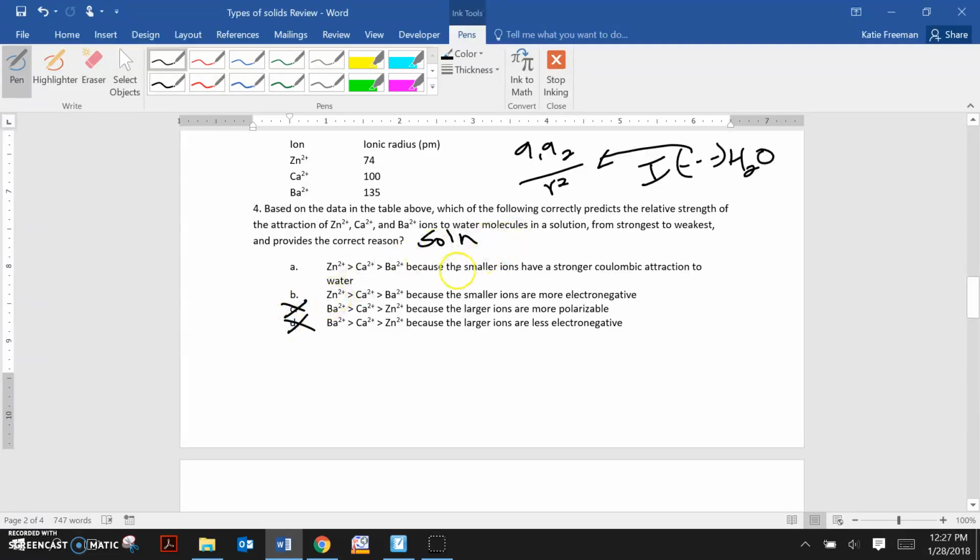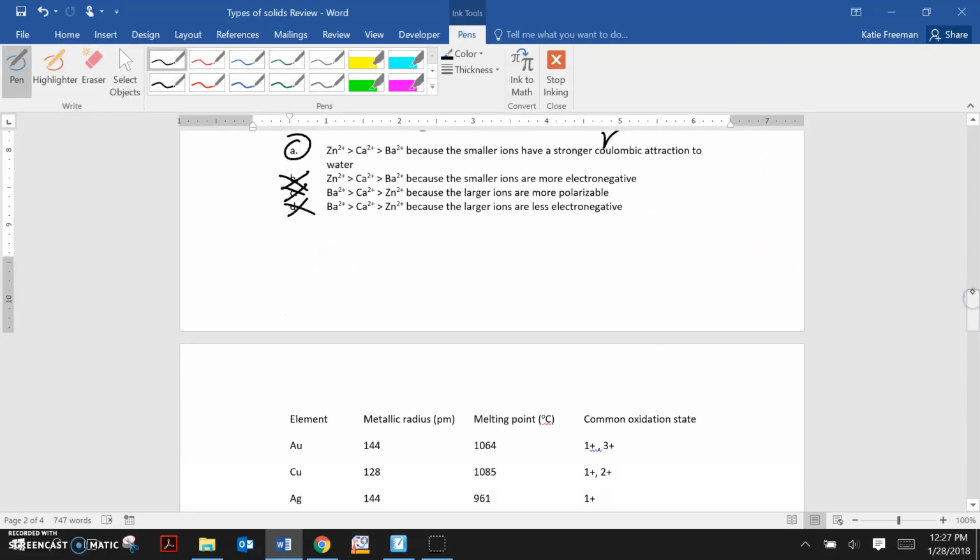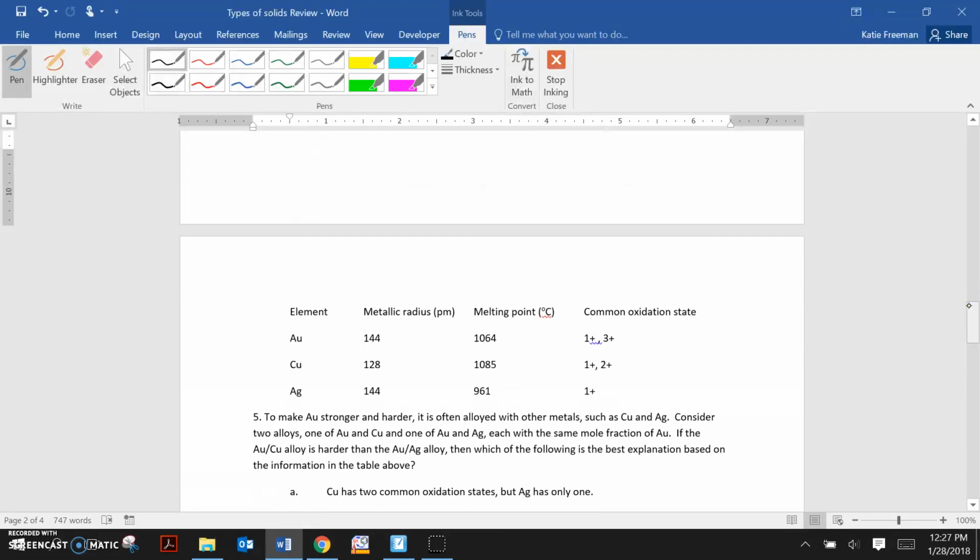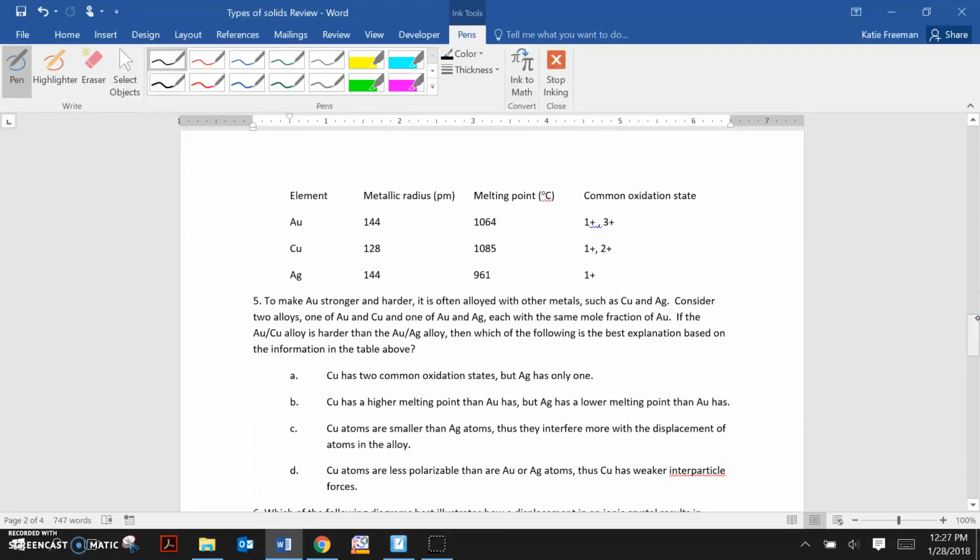And then we're going to look at our answers. Because the smaller ion has a stronger Coulomb-like attraction, yes. Or because the smaller ion has more electronegativity, no. So answer's A again. So again, we're not quite there in solutions yet. I apologize for leaving it on there, but it is something you can totally answer without too much of an issue. Okay, moving right along.